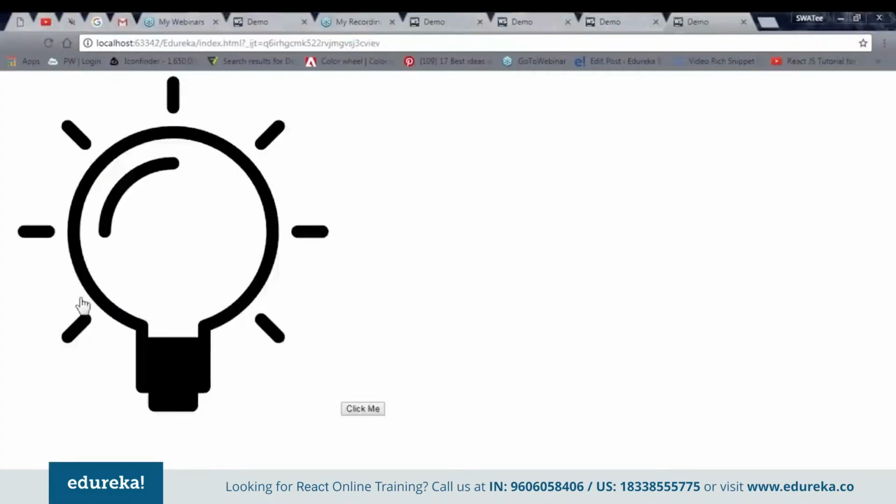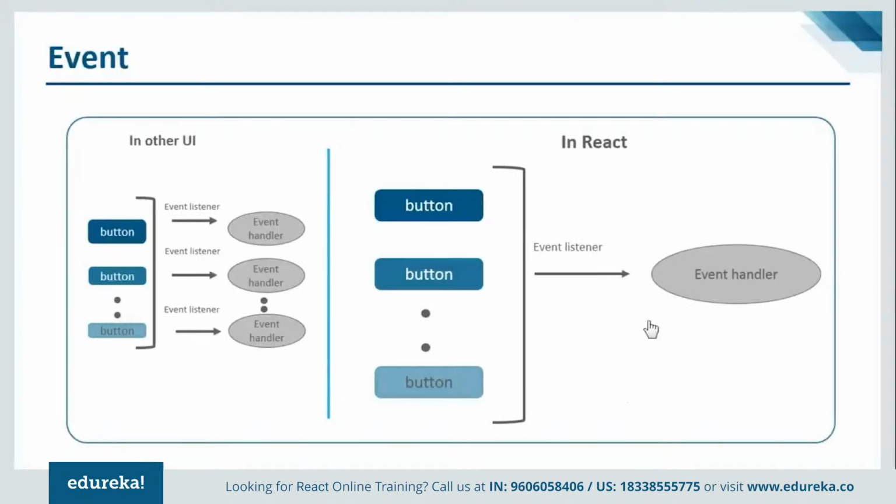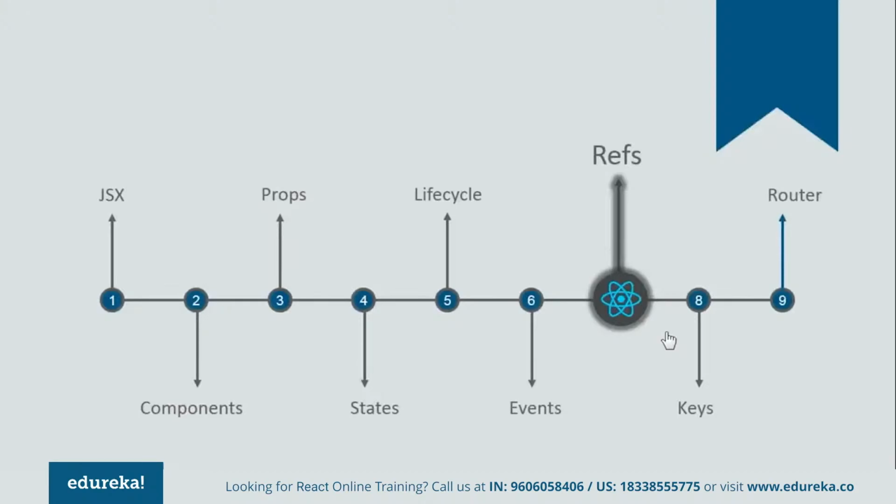Now you can see we have a bulb along with a button. Clicking on this will turn this on, and again if we click, it will turn off. So this is how the events are created in React. Now I hope that you can create your own events. So let's take up our next topic, that is refs.